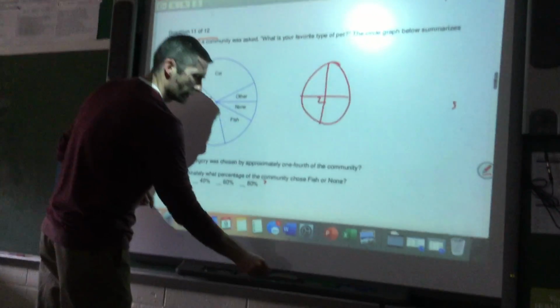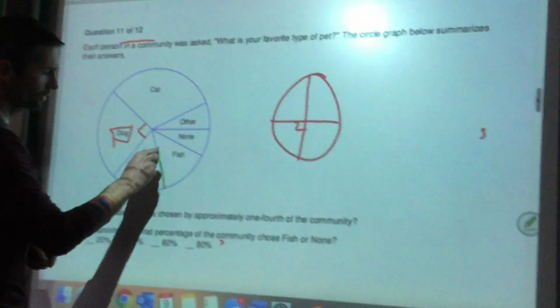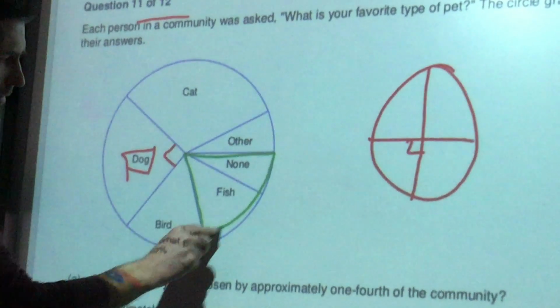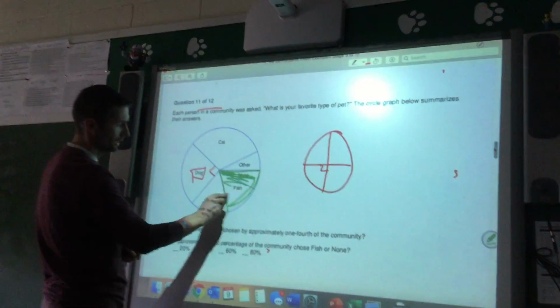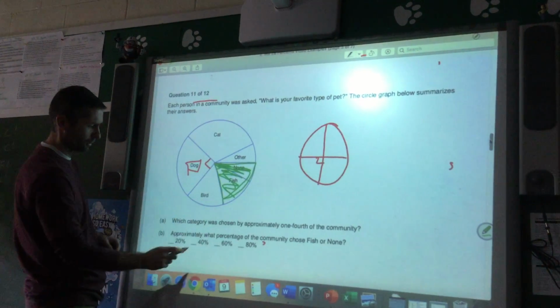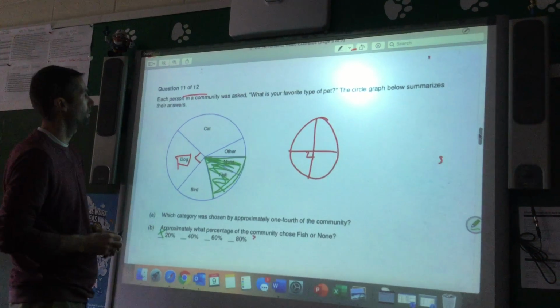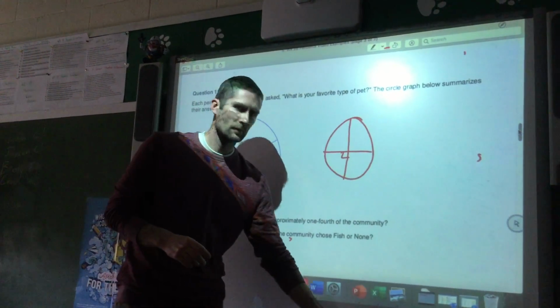Approximately what percent chose fish or none? Fish or none is fish and the category of none. So that much right there. So again, that's about a quarter, maybe a little less than a quarter. So 20% works for that. Pause.